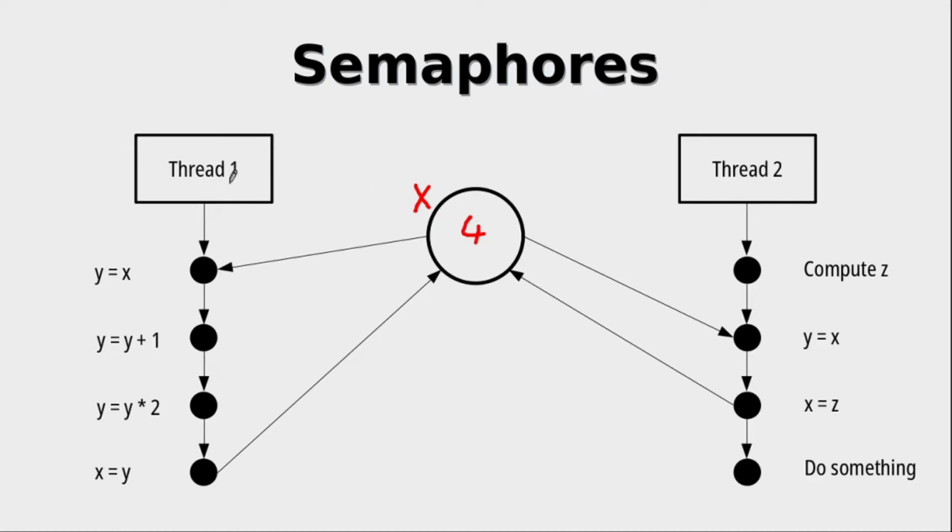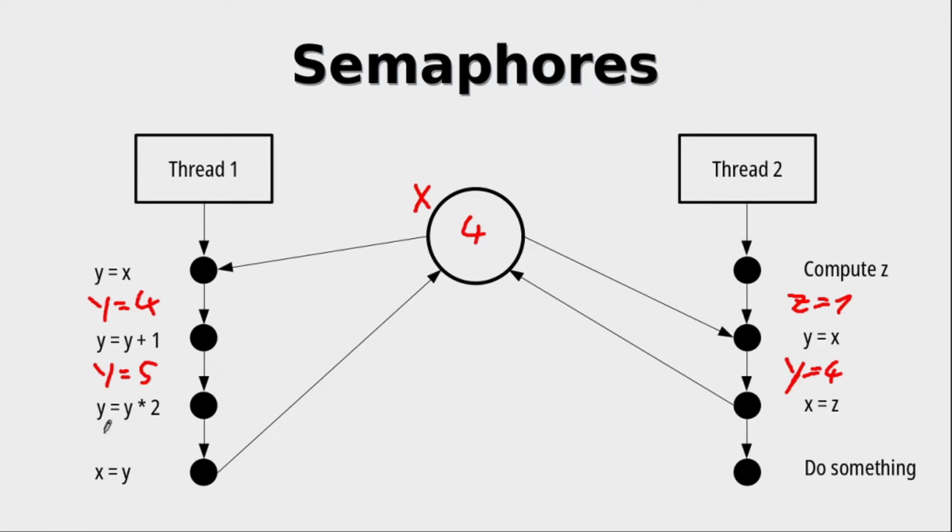Thread 1 goes first and saves X as a local variable Y. So Y is 4. Thread 2 does some computation and computes a Z. Let's just set it to 1. Thread 1 does some other calculations and calculates that Y is 5. Now thread 2 tries to get hold of the shared resource, which it can of course, and saves the shared resource as some local variable Y. Of course those two Y's are not the same. This is the local Y for thread 1, this is the local Y for thread 2.